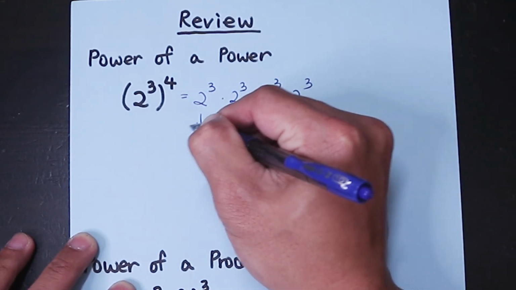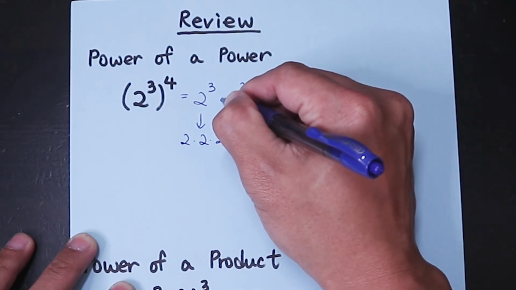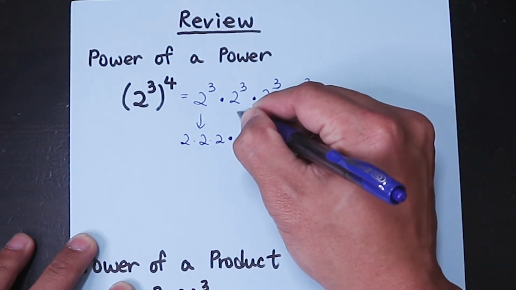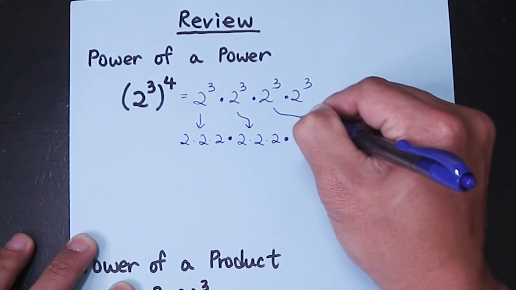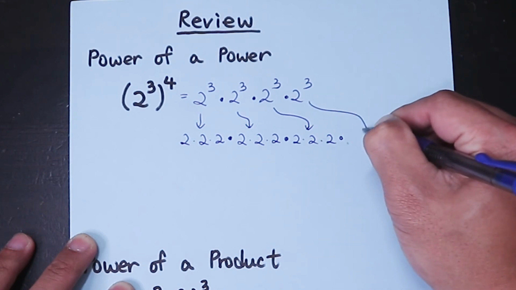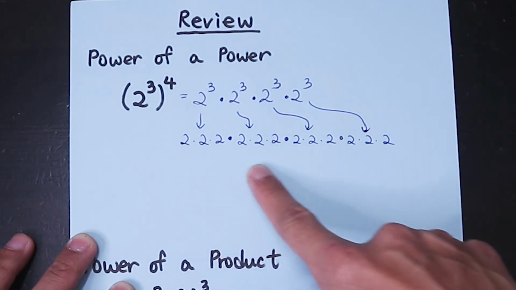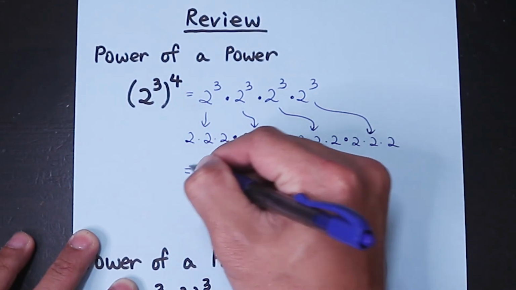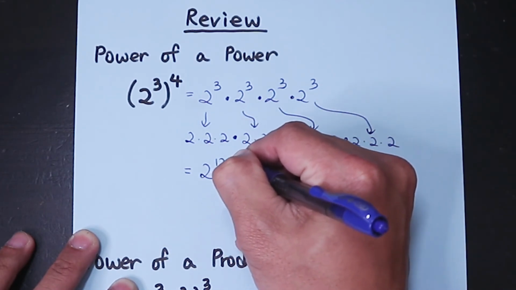So 2 to the third means 2 multiplied by itself 3 times, correct? And then you bring down the multiplication sign, which I'm going to write in a larger multiplication dot. And then you're going to write 2 times 2 times 2, 3 times again, and again, and again. Then you count how many 2's are there total. And if you were to count it correctly, you notice that there are 12 2's multiplying each other. So it's going to be 2 to the 12th power.